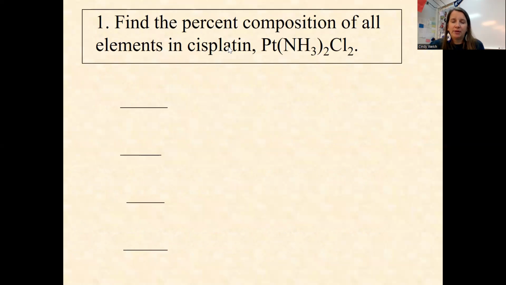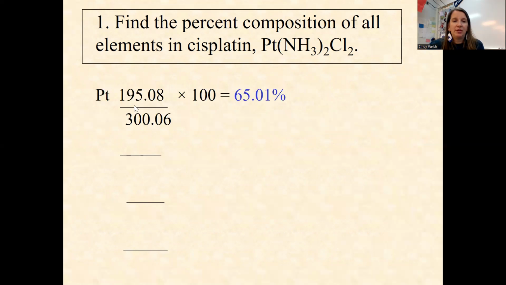Our chemical compound that we were analyzing in the last video, cisplatin, we're going to find the percent composition of all of the elements in that. So to find the percent composition of the platinum, we're going to take the molar mass of the platinum up here, divided by the total molar mass of the substance, times it by 100. Now we typically round all of our percentages to the hundredths place. So you'll see that's why it's 65.01% Pt, platinum.